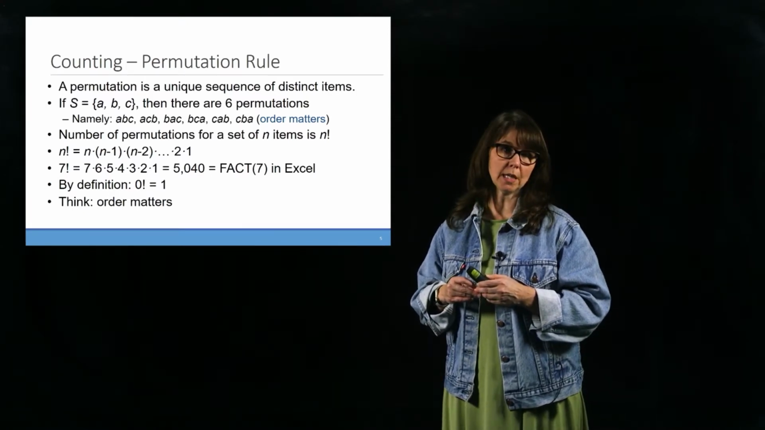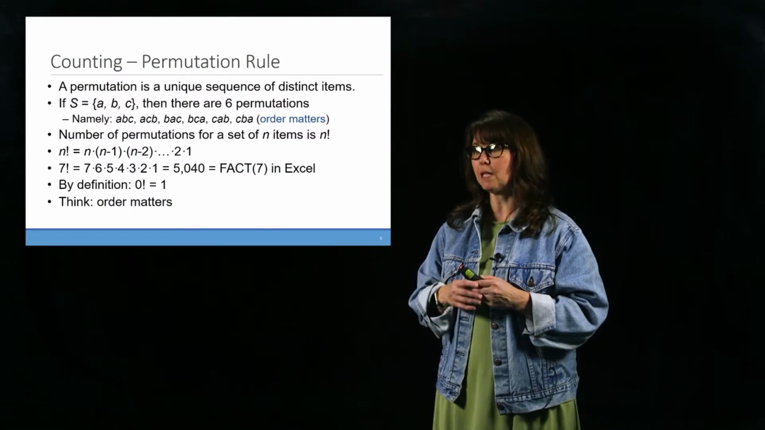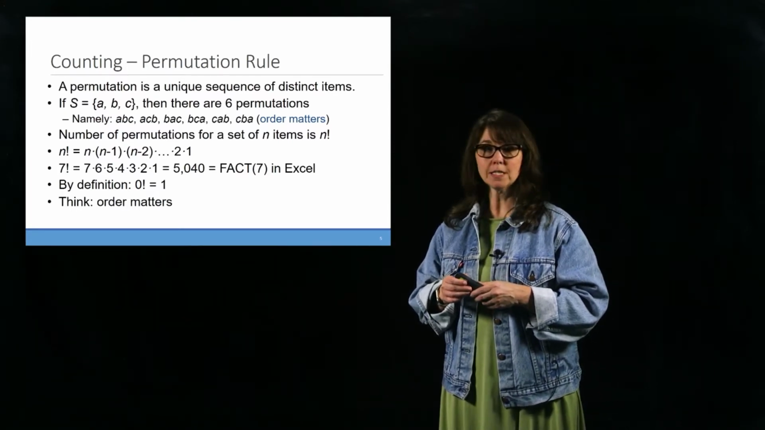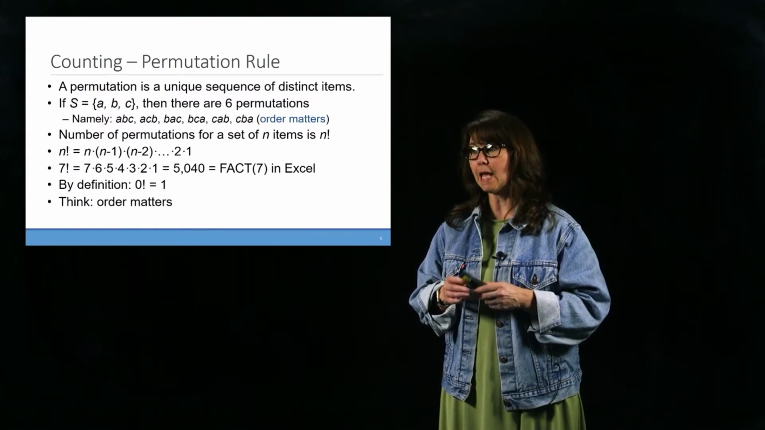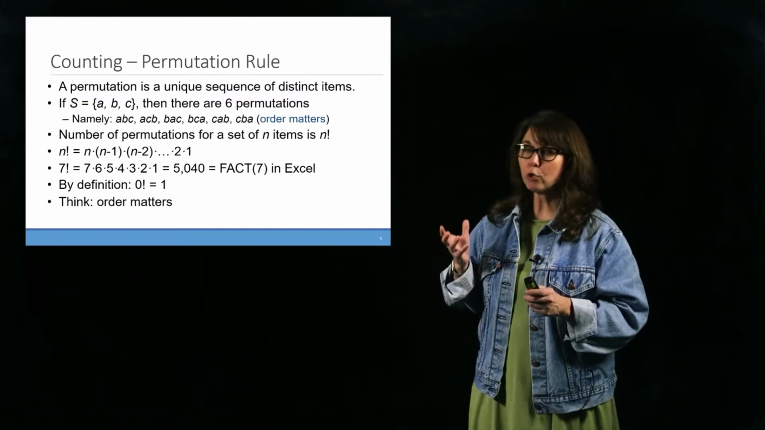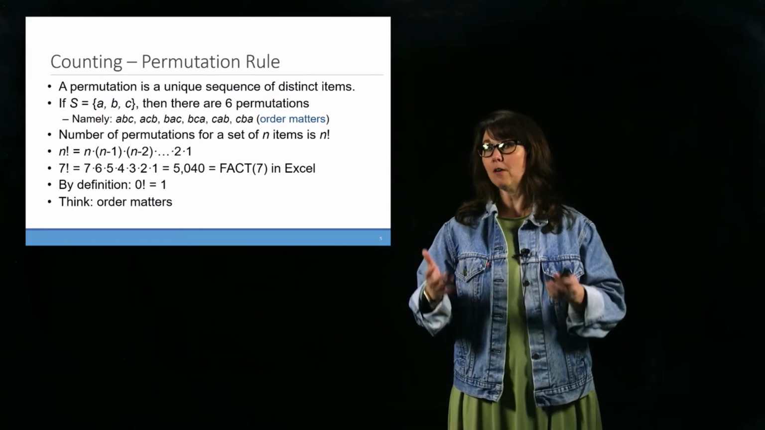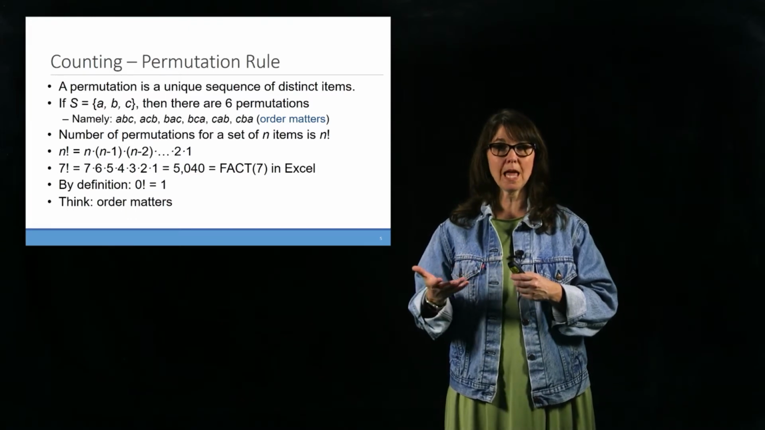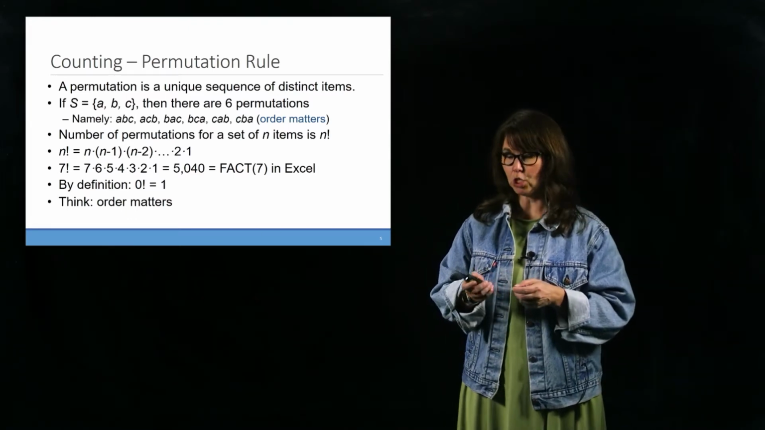We will be using other software in this class, but that's a quick way to do it if you have Excel right in front of you. By definition, 0 factorial is 1, and the thing that you need to think about is that order matters. So the ordering of those items matters. Now, if you want to take a subset of that, then we'll get into a little bit more complex formula for permutations in a second.